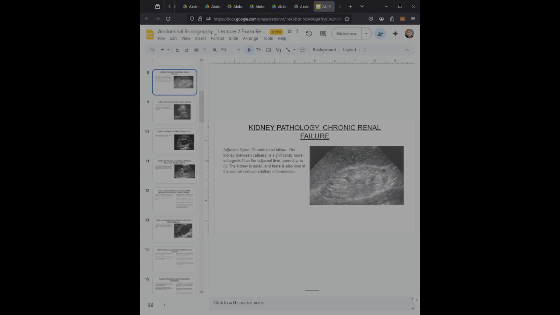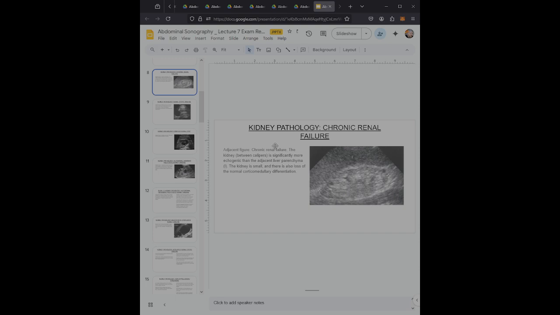Clinical findings include malaise, elevated BUN and creatinine, fatigue, hypertension, and hyperkalemia. Sonographically, we see small echogenic kidneys, cortical thinning, and loss of normal corticomedullary differentiation.